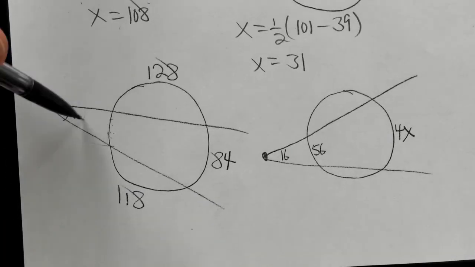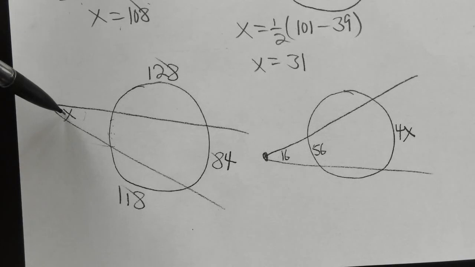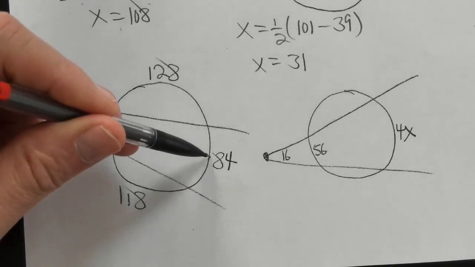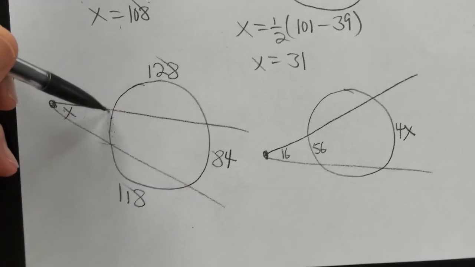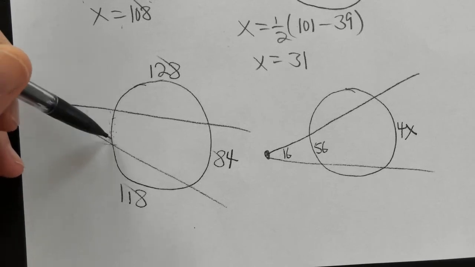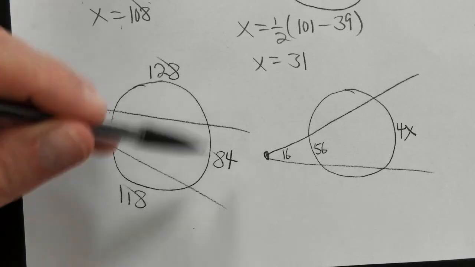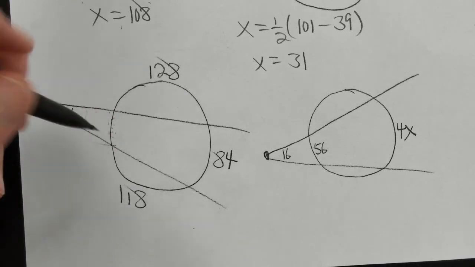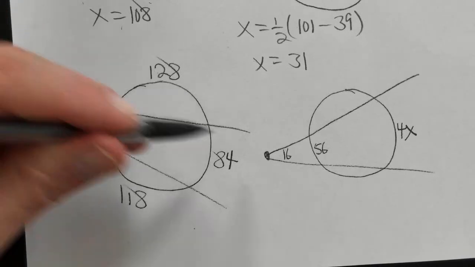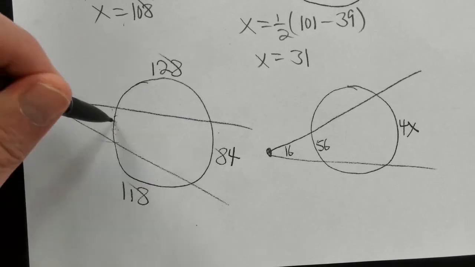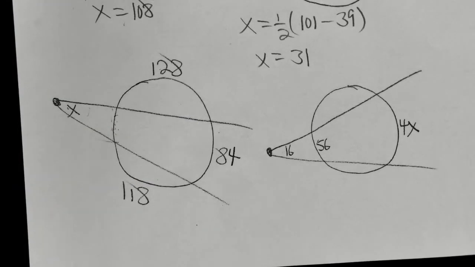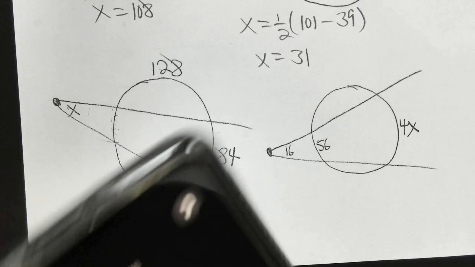Let's see. All right, what about this one, though? So on this one, it intersects outside, so it's going to be half the difference. It's half the difference of this arc minus this arc. They didn't give me this arc. I've got to find it somehow, and I can because all the way around is 360 degrees, right? And so I need to do 360 minus these three, and whatever's left goes here, and then I can solve it. So let's try.